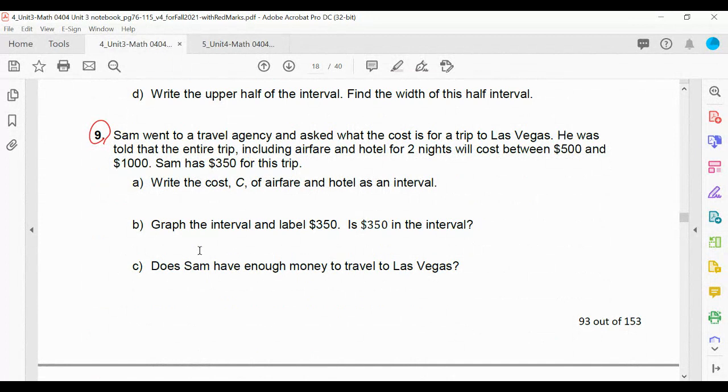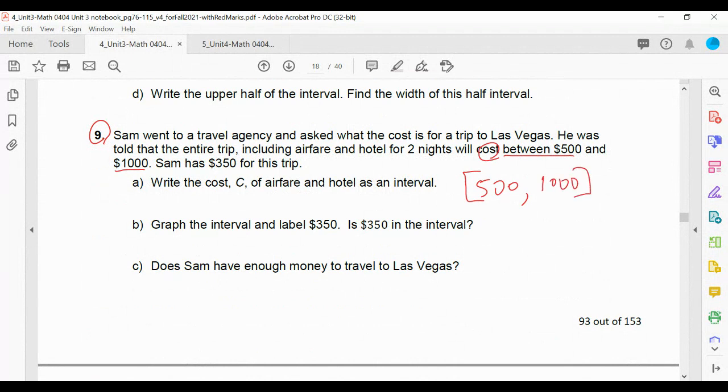It says, Sam went to a travel agency and asked what the cost is for a trip to Las Vegas. He was told that the entire trip, including airfare and hotel for 2 nights, will cost between $500 and $1,000. Sam has $350 for this trip. Write the cost of airfare and hotel as an interval. So the interval for his cost is between 500, comma, and 1,000.